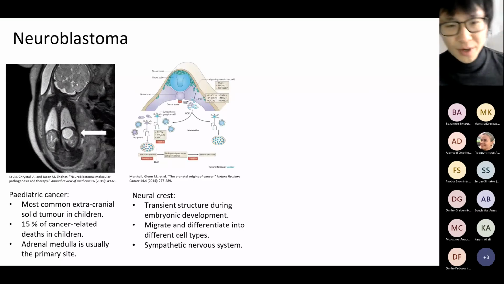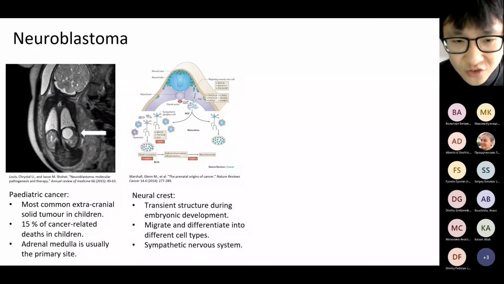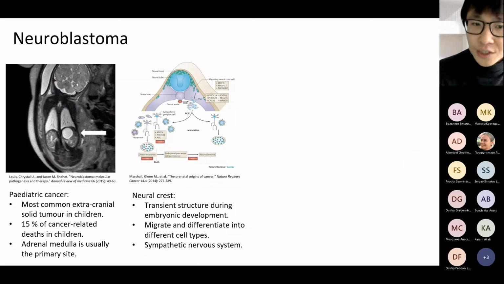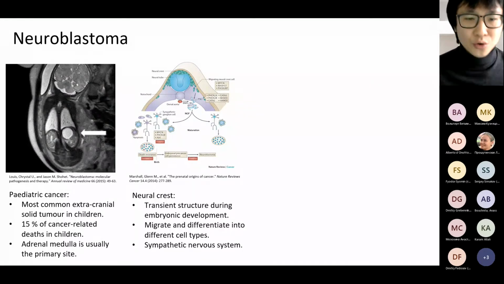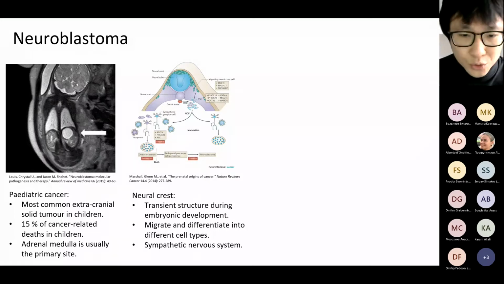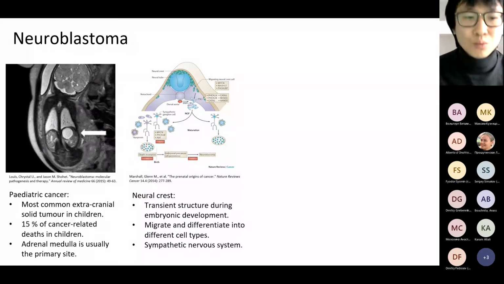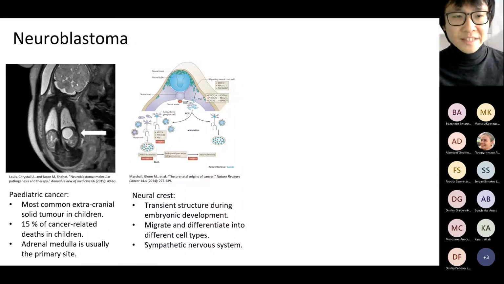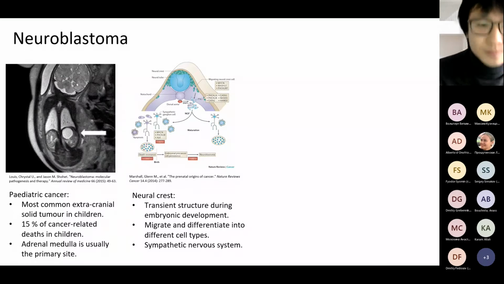Where does it come from? It comes from the neural crest, which is a transient structure in the embryo. The cells in the crest migrate to different parts of the embryo to differentiate into different cell types, including the sympathetic nervous system. When this is impaired, it can lead to cancer, such as neuroblastoma. The adrenal medulla is linked to the sympathetic nervous system.